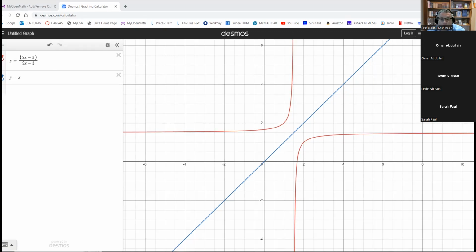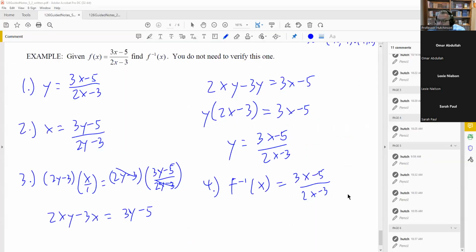I just wanted to show you that visually to show you what's going on with it. So now let's go back to the notes. Going back to the notes that we have here now, this is the last problem that we have in this section.